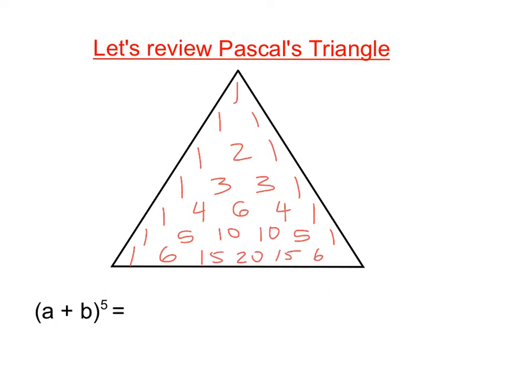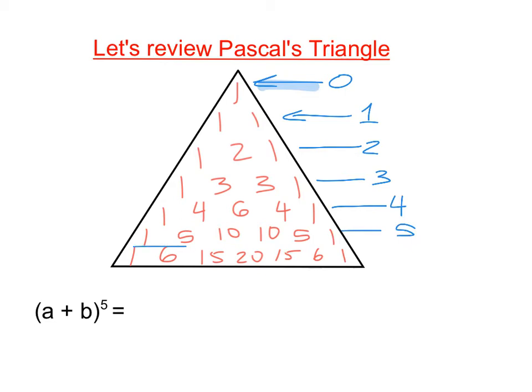15, 6, 1. So this is helpful because we don't have to actually do all the work to multiply out. So we're going to look at our line 5. So this is line 0, line 1, 2, 3, 4, and 5. So it's this one. Basically, the one with the 5 is the second number. So these are our coefficients.